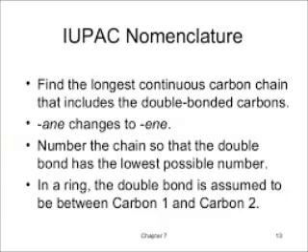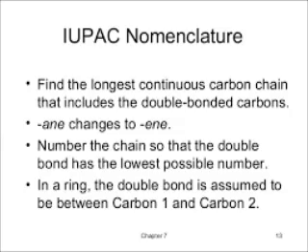Hi, in this video I will show you how to name alkenes. The first step is you're going to circle the longest chain. You're then going to number them starting from the carbon closest to the double bond. And it doesn't matter if it starts from left to right or right to left. Then you're going to identify the carbons attached to the parent chain, and you're going to name them.